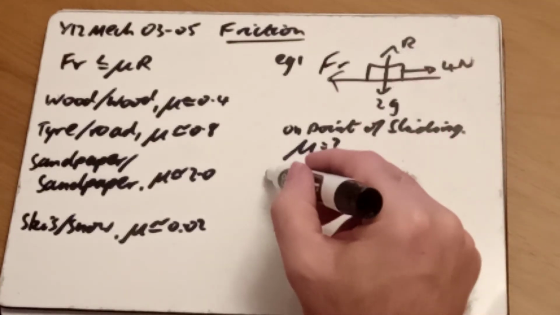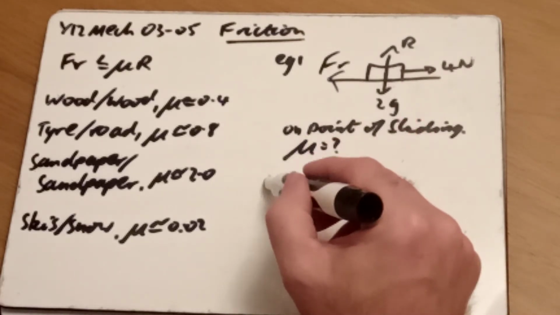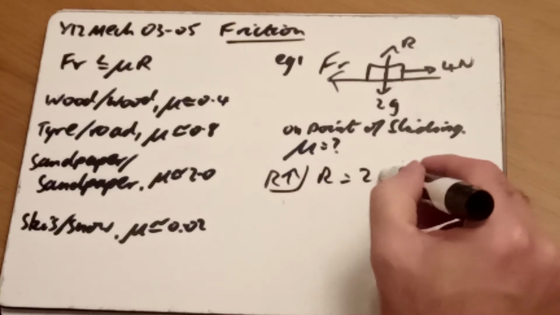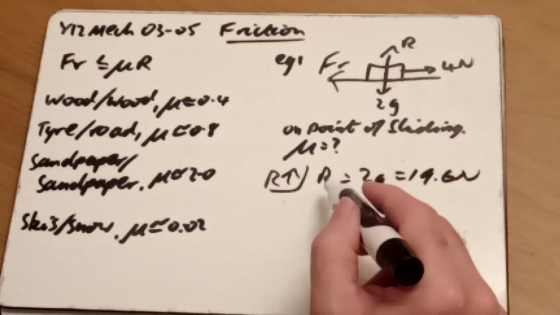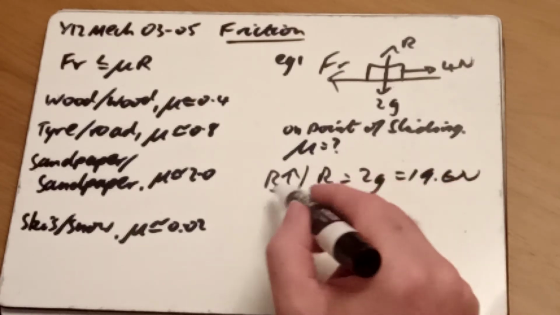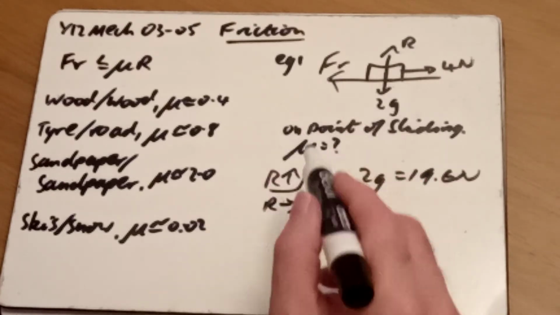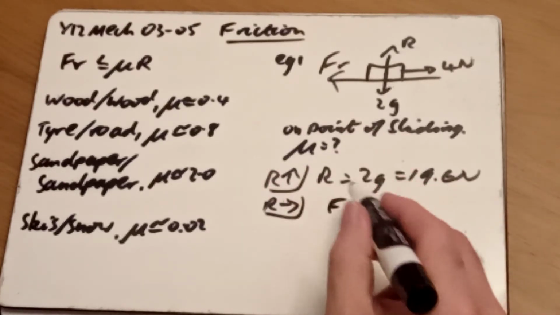So all I'm going to do now, I know that friction is equal to mu R. So as long as I can find R, I'm going to resolve upwards. R is equal to 2g, 2 lots of 9.8, 19.6 newtons. I know that I'm going to resolve that in this way because it's in equilibrium, then friction will equal 4. So what is mu then?